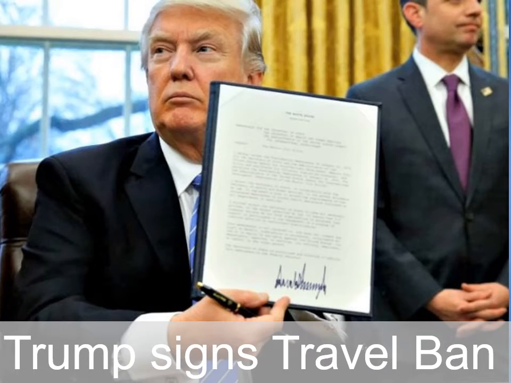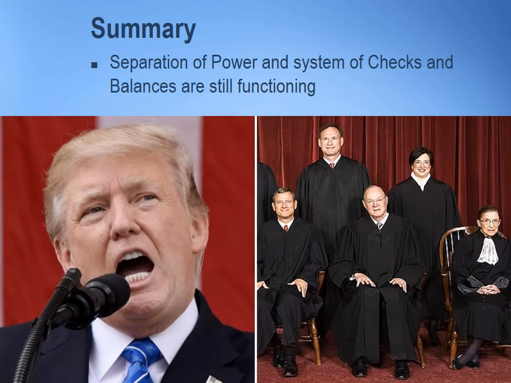So, in summary, separation of power and more importantly, the system of checks and balances are still functioning and still play a role today.